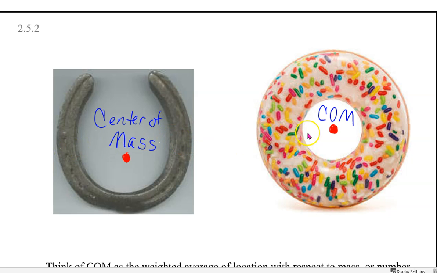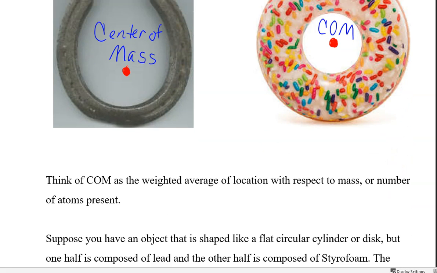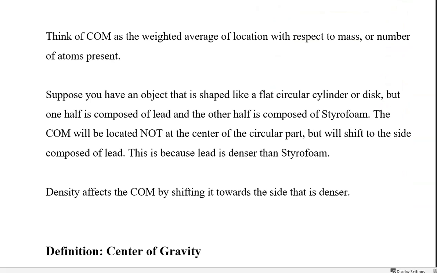For a donut, assuming it's uniformly dense, we have a center of mass right here in the center of the hole. The hole's not actually on the donut, but that's where the center of the average location of all the atoms and molecules is. So we can think about the center of mass as the weighted average of location with respect to mass, or the number of atoms present.